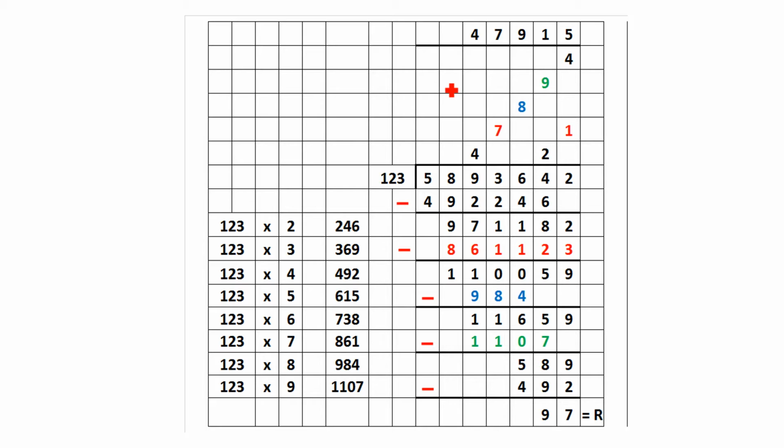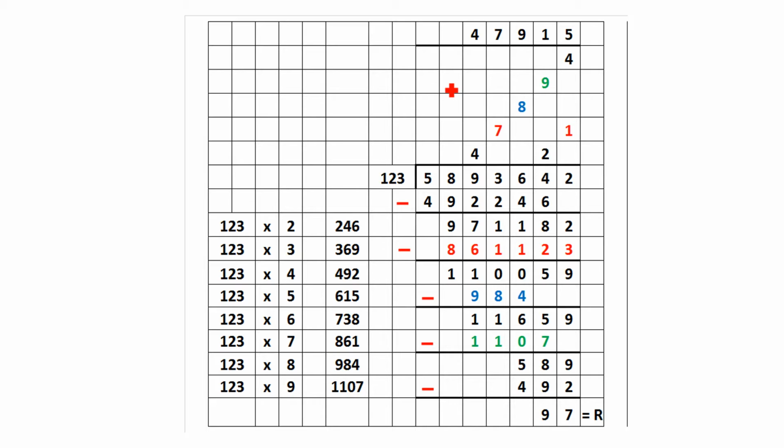Then we say how many 123s are going into 971? 7, and that's 861. Do the subtraction, get 110. And how many 123s are going into 182? That's 1, that's 123, and we subtract to get 059. Okay, then we ask how many 123s are going into 1100. This dividend digit will be in blue, the quotient digit will be in blue, and it's 8, that's 984.